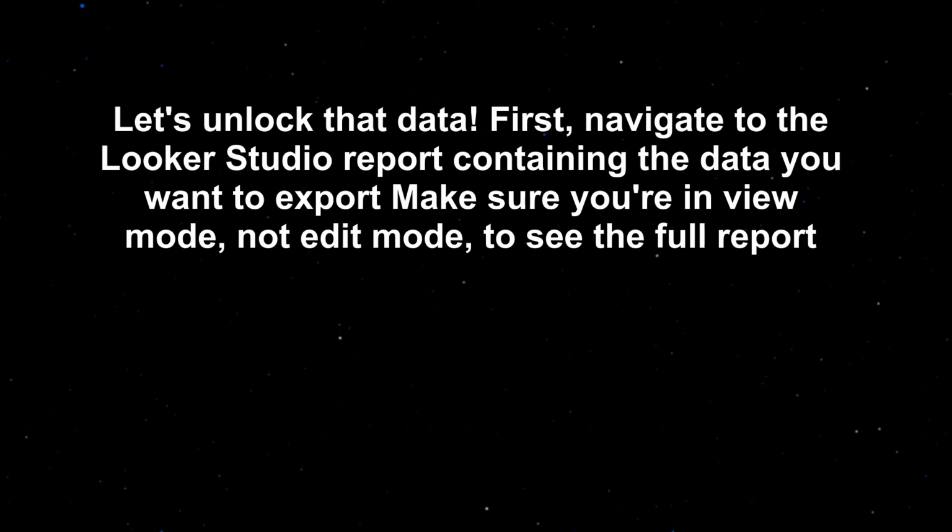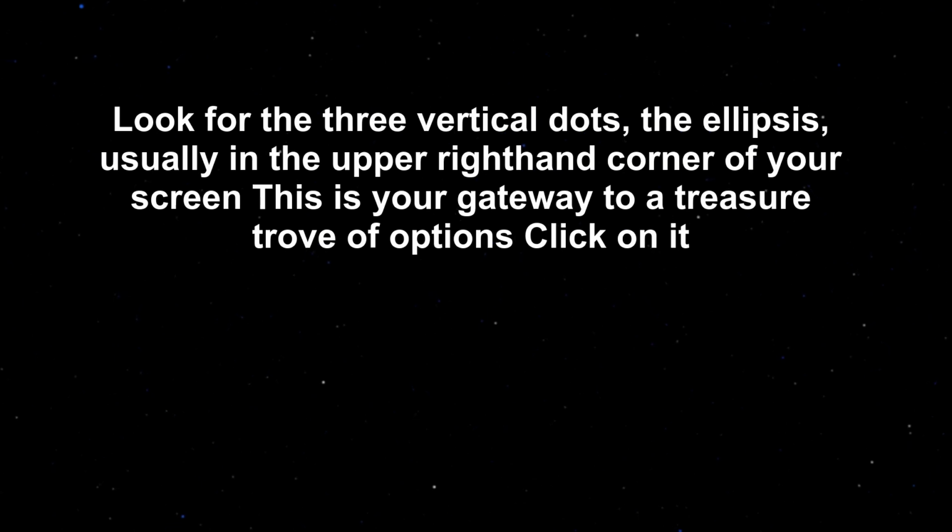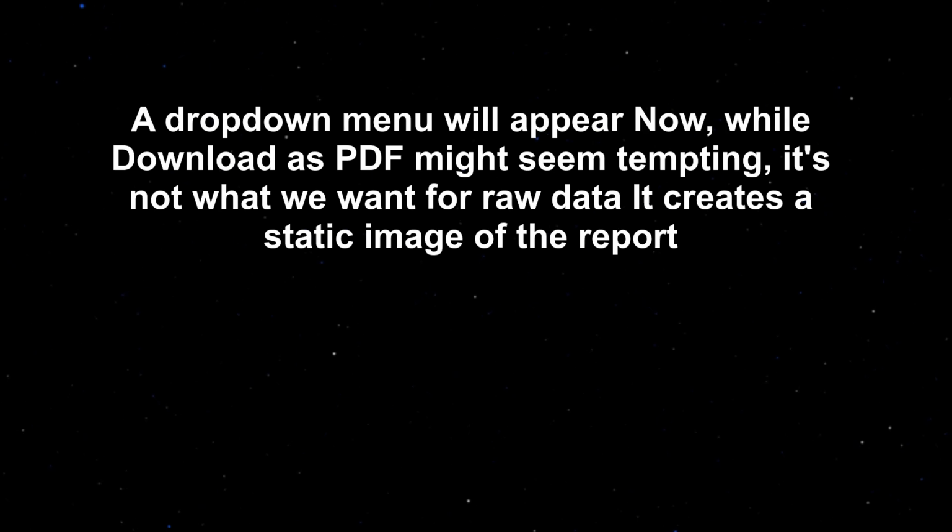To see the full report, look for the 3 vertical dots, the ellipsis, usually in the upper right-hand corner of your screen. This is your gateway to a treasure trove of options. Click on it. A drop-down menu will appear.